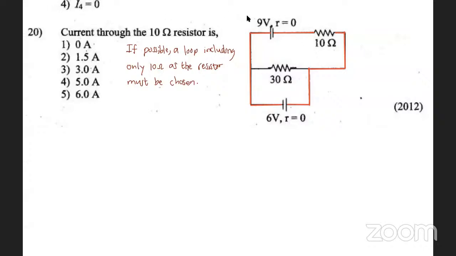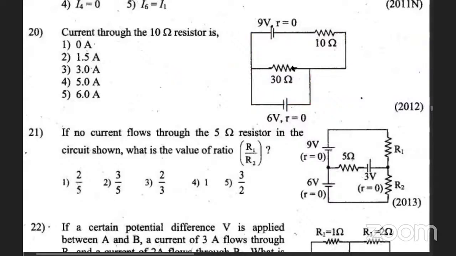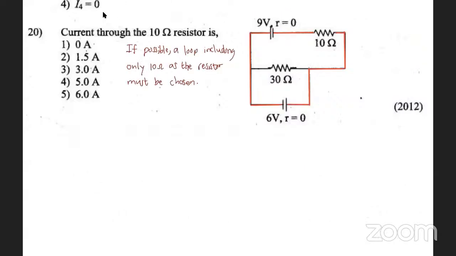Correct? There's only one resistor. So we don't have to bother about what is going on with this 30 ohm. We don't have to worry what's happening with this 30 ohm. We can forget about it. Now apply Kirchhoff's law for the loop you chose. It's very simple after that.